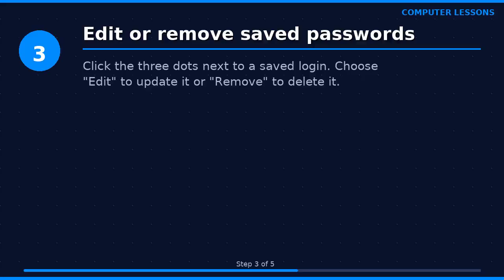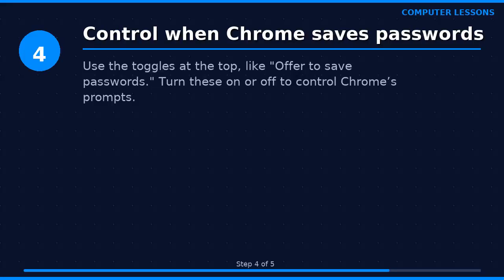Third quarter, you're making adjustments. Find the login, hit the three dots beside it. Choose Edit to update your username or password, or Remove to wipe that credential completely off Chrome's board.